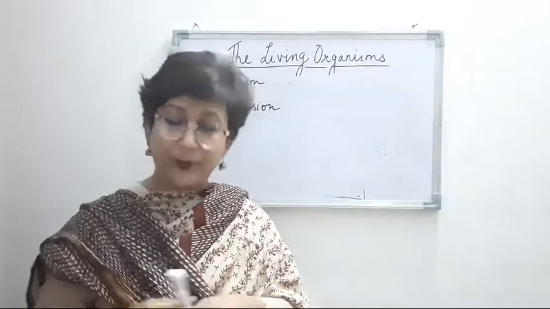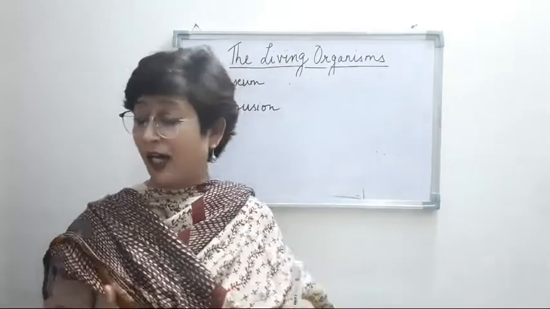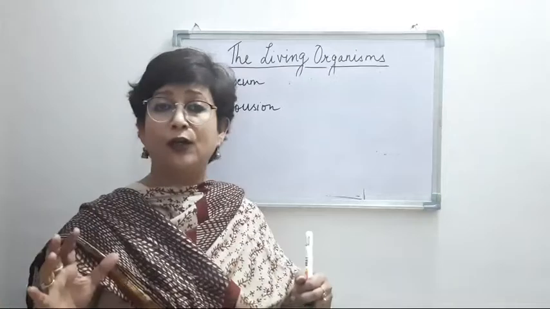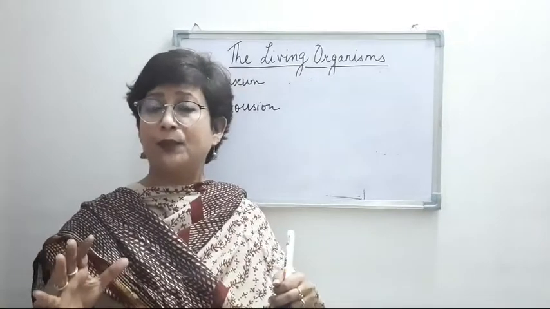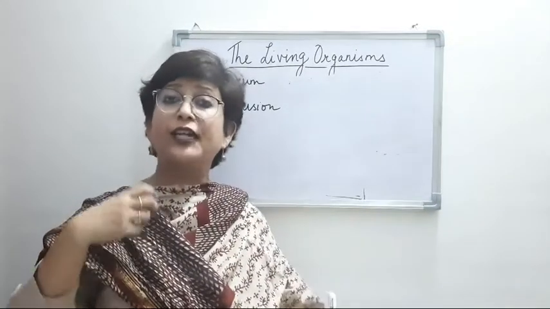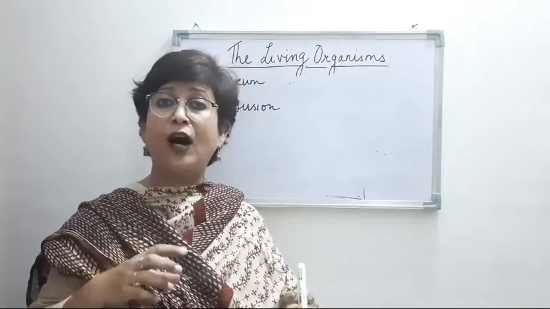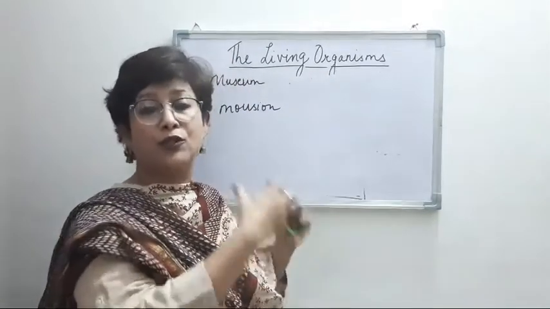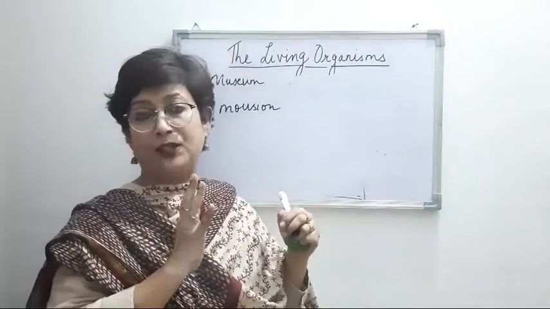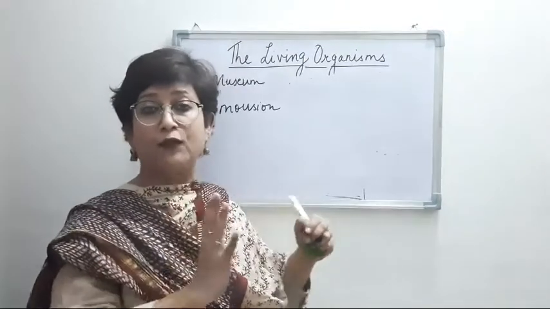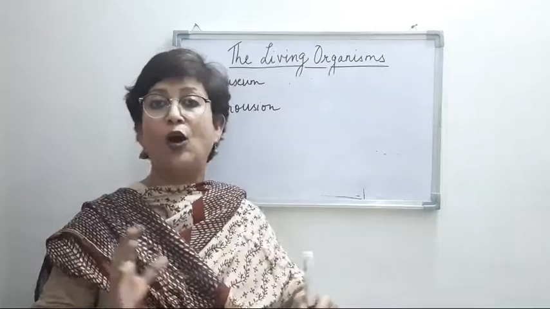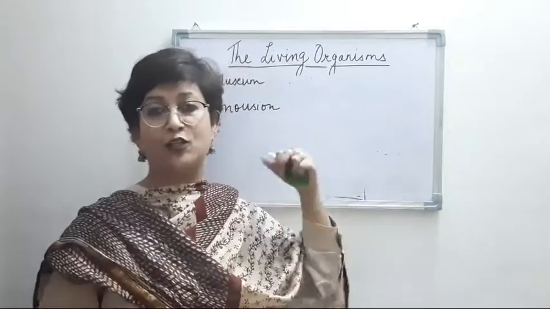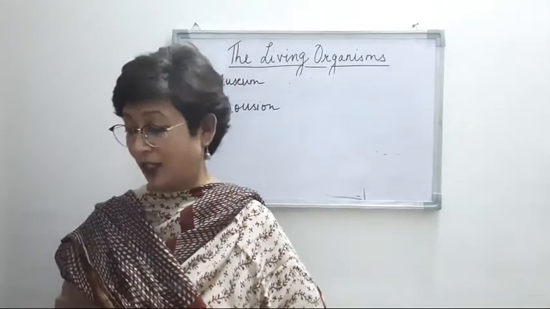Museion was a temple in ancient Greece, and this temple was for the Greek goddess of art and science. So it was a temple of muses, mainly of the goddess of art and science. From there this word museum has come, right?